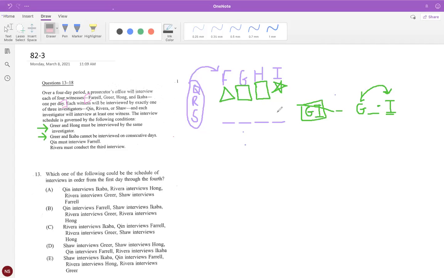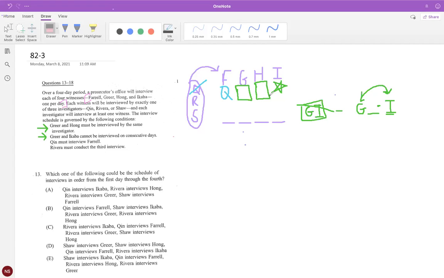All right, so now we have Q must interview F. So on my diagram, I'm just going to put that in right here. So Q must interview F. I'm literally just going to draw this right here. So then Q's taken care of. So then we know that who must interview H and G? Who or who? R or S.